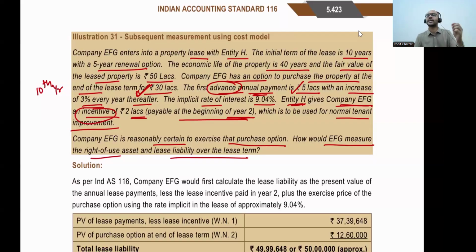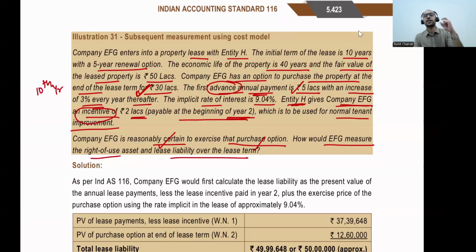And we will also be taking the present value of 30 lakhs that is going to be paid at the end of 10th year. Why are we taking that? Because today we believe that we are reasonably certain that the purchase option will be exercised. Where we are reasonably certain that the purchase option will be exercised, then the present value of the amount that we are expected to pay for purchasing the asset should also be taken into account, and we should then recognize that as part of ROU asset and lease liability.